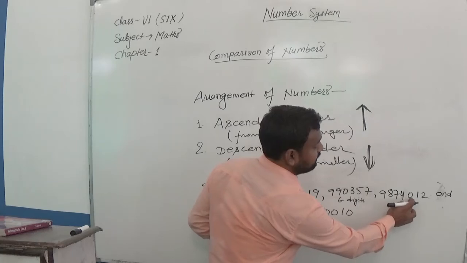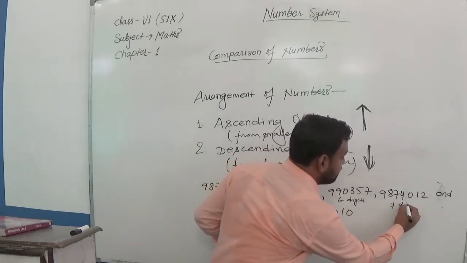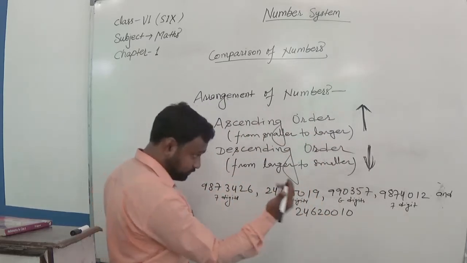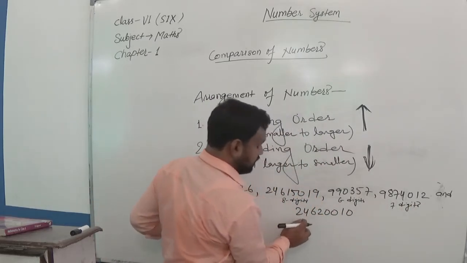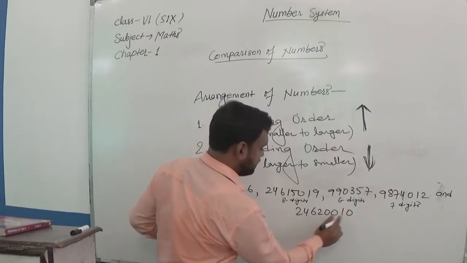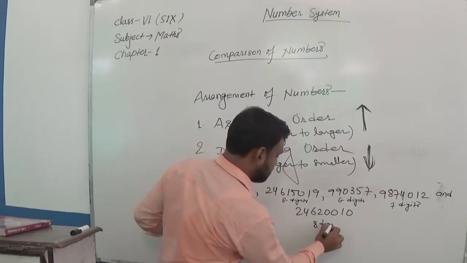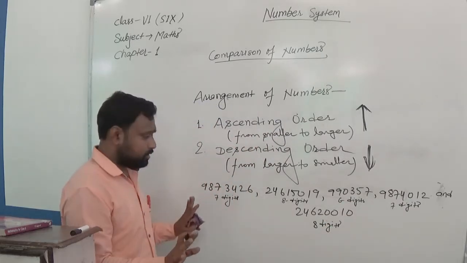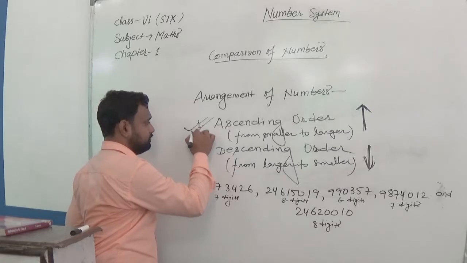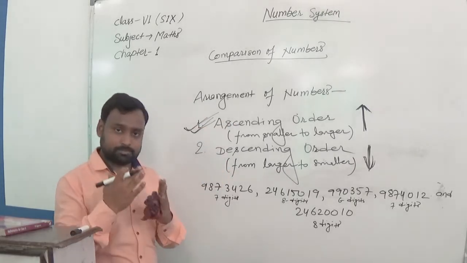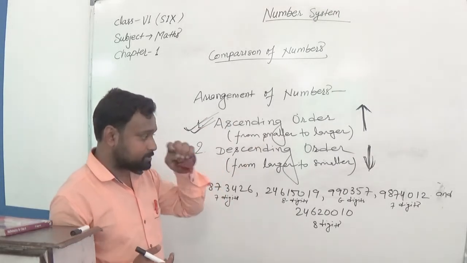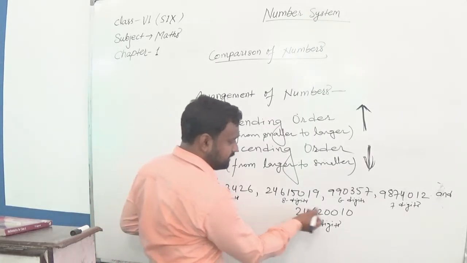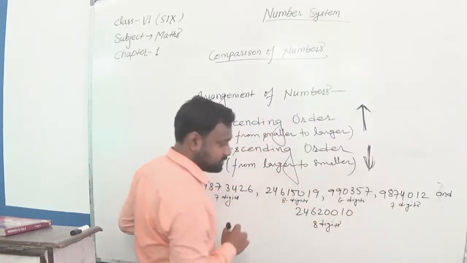1 to 7. It is of 7 digits. 1 to 8. It is of 8 digits. Very good. Suppose we arrange in ascending order, means from smaller to larger. The numbers have 7 digits, 8 digits, 6 digits, 7 digits, 8 digits.